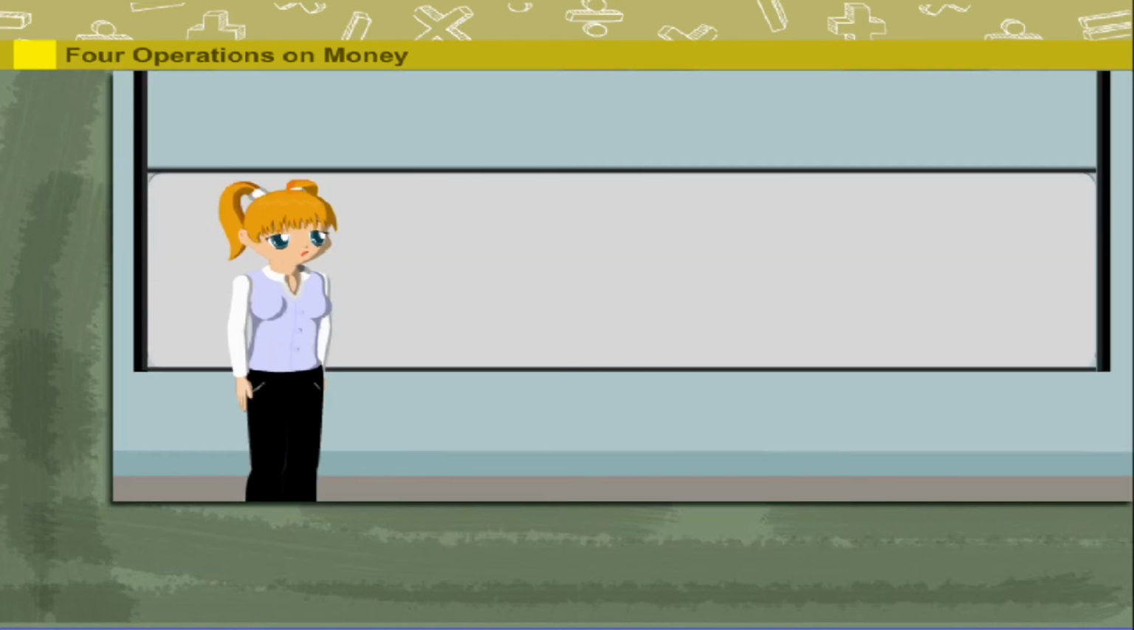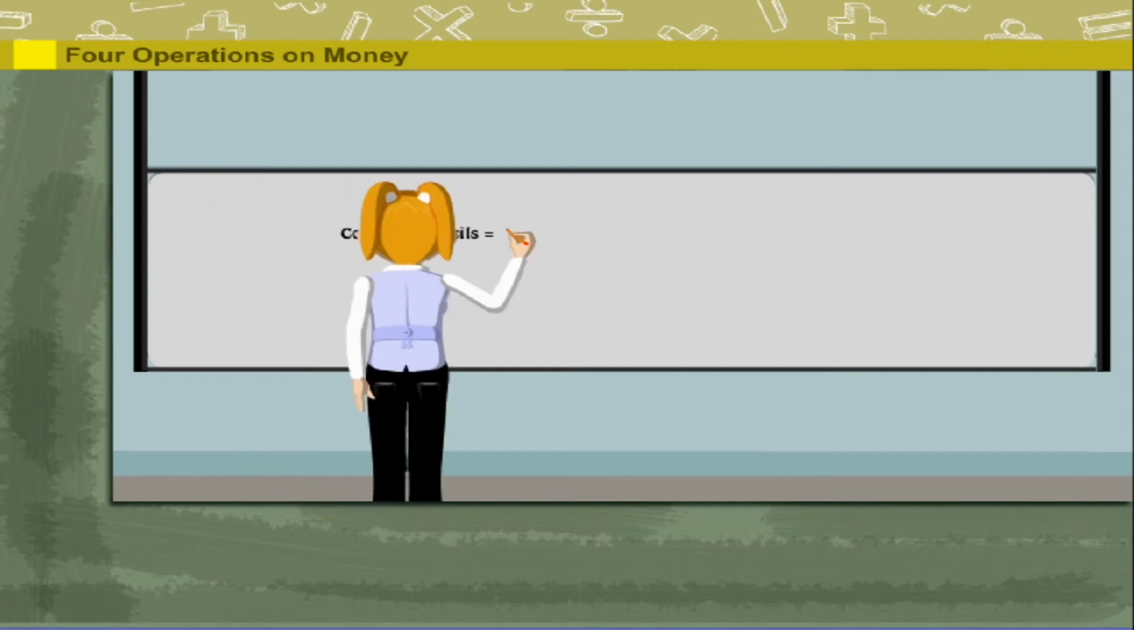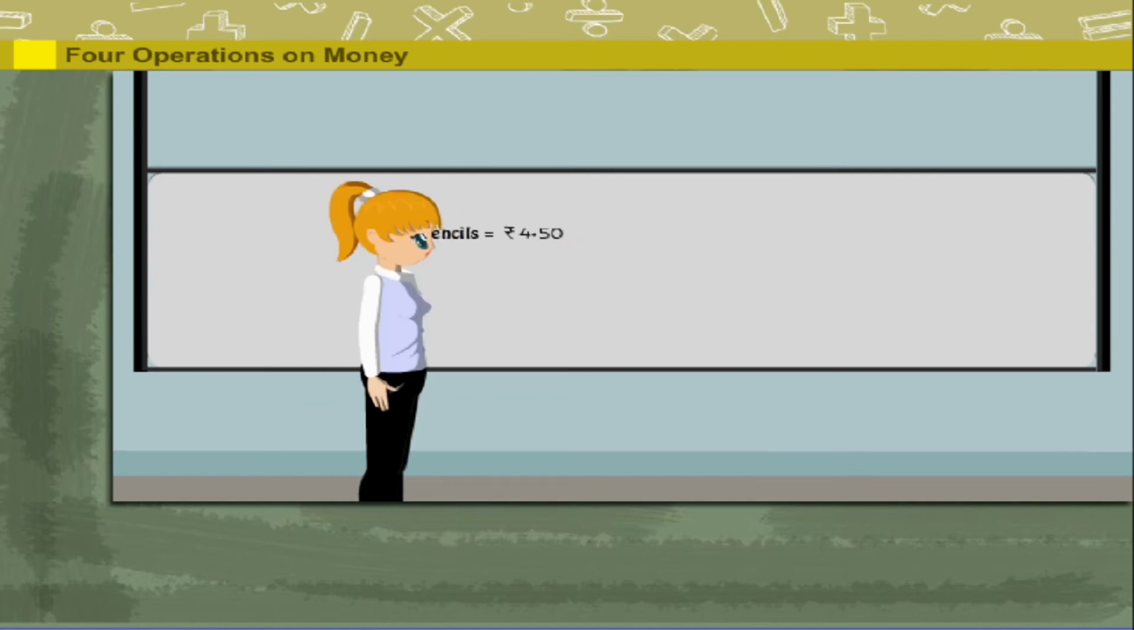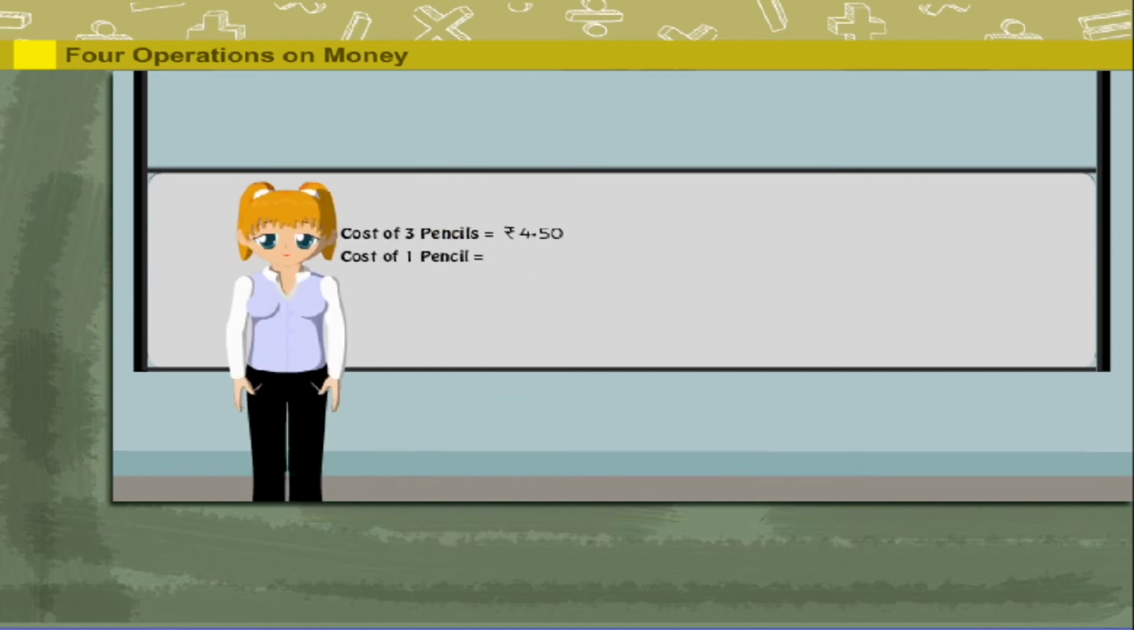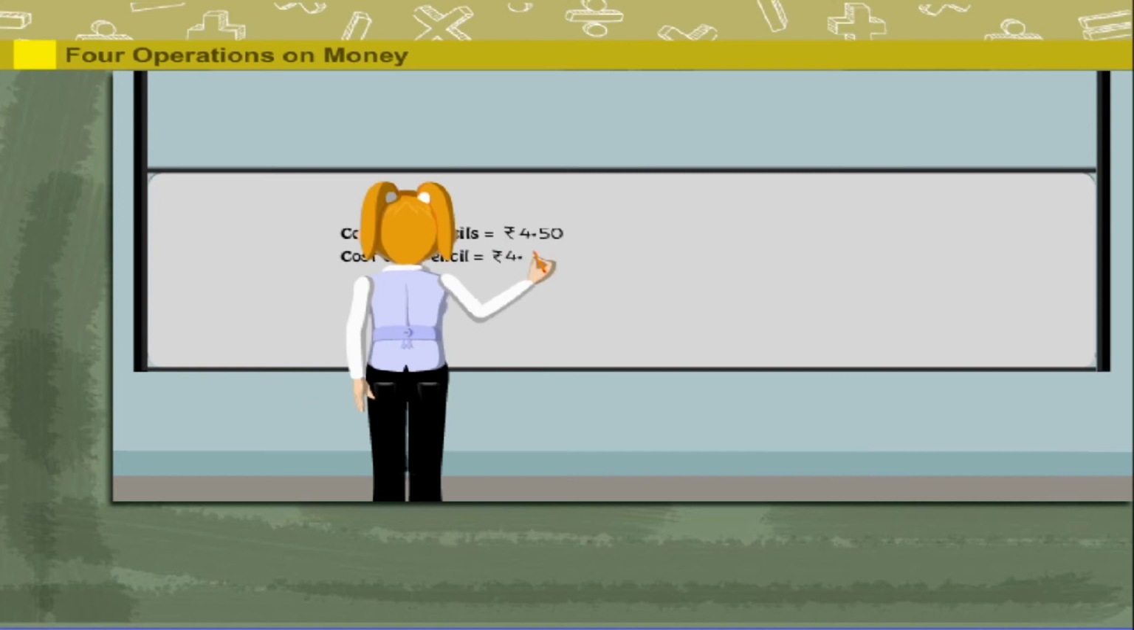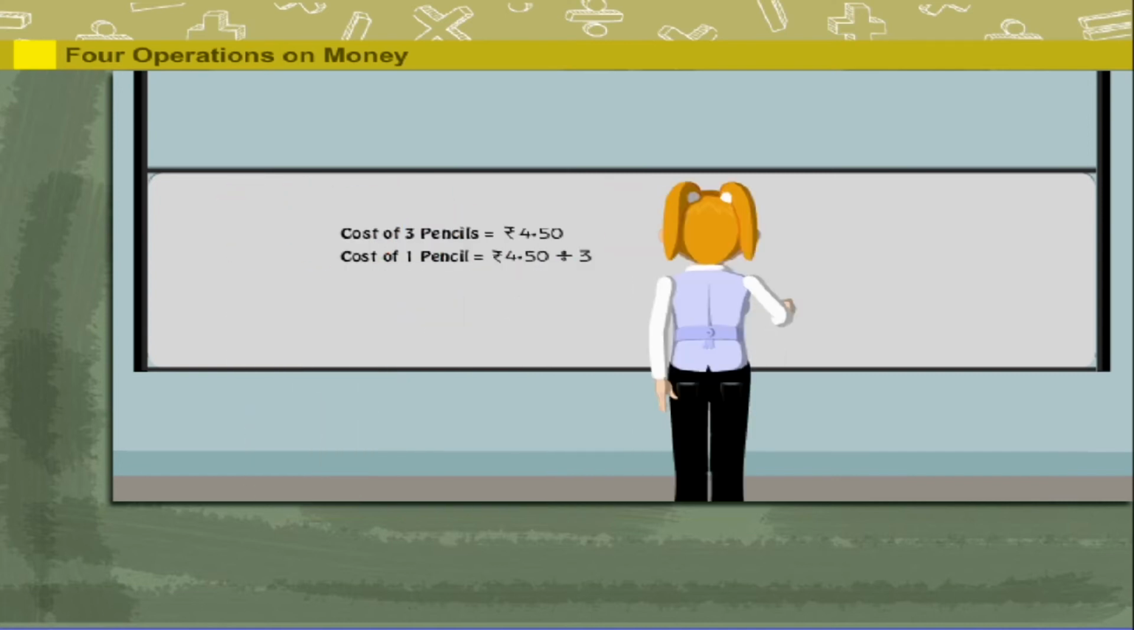Teacher Nancy has a question on the board. Cost of 3 pencils is 4 rupees 50 paise. What does 1 pencil cost? It is 4 rupees 50 paise divided by 3. Nancy ma'am uses the long method.